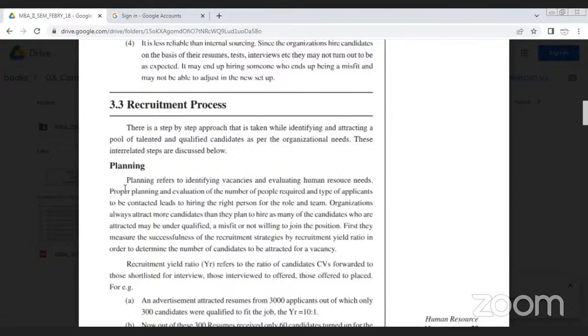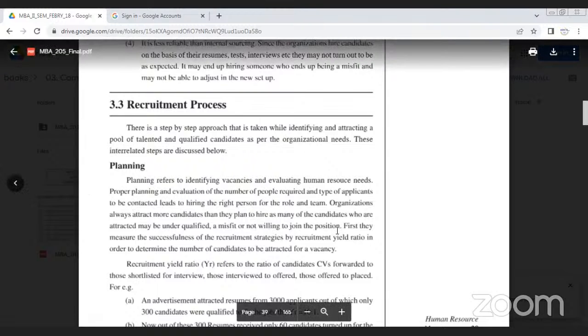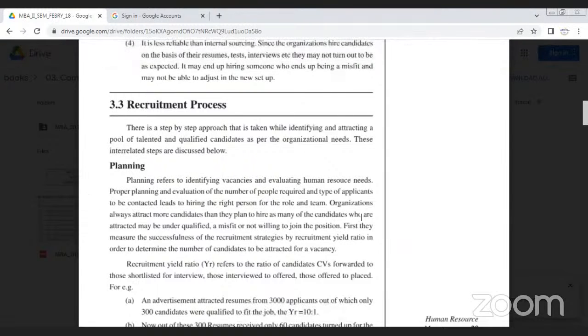First recruitment process, first point is planning. Planning refers to identifying vacancy and evaluating human resource needs. Proper planning and evaluation of the number of people required and type of applicants to be contacted leads to hiring the right persons for the role and team. Organizations always attract more candidates than they plan to hire, as many of the candidates who are attracted may be underqualified, misfit, or not willing to join the positions.